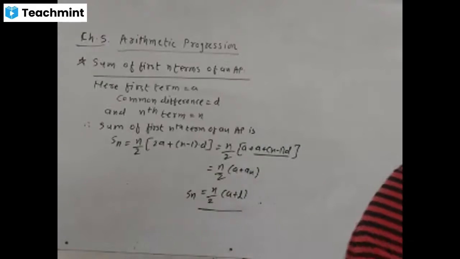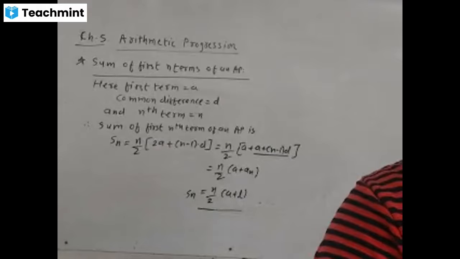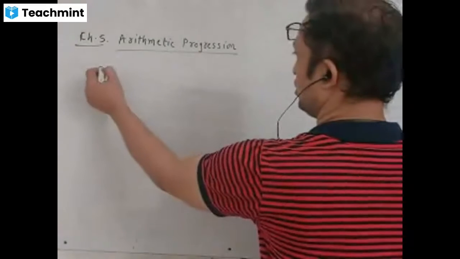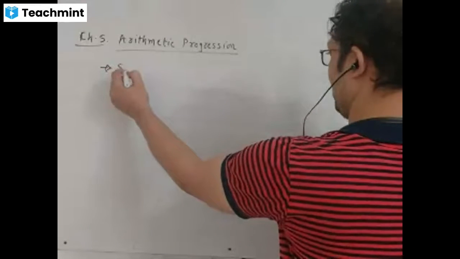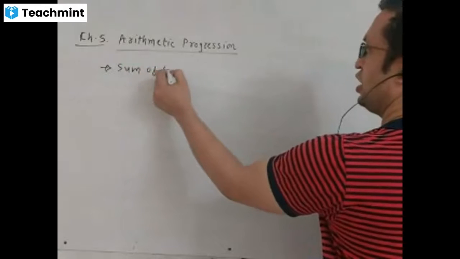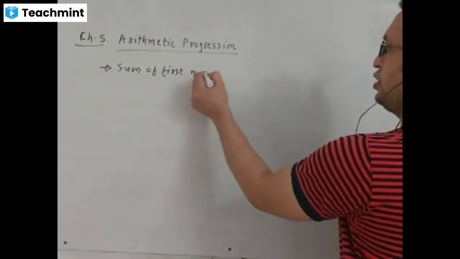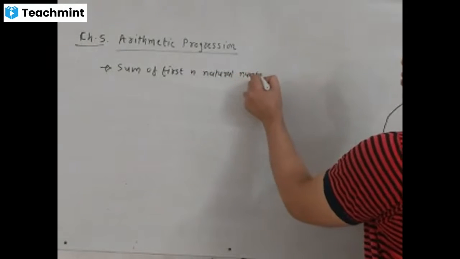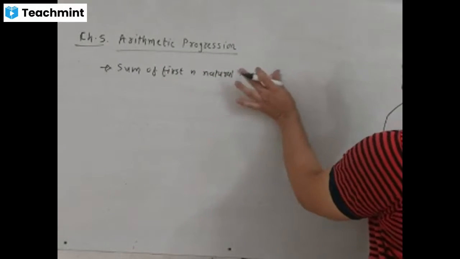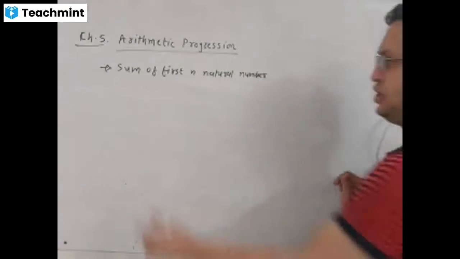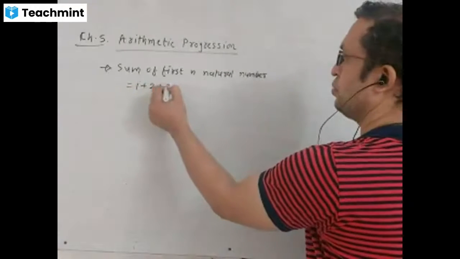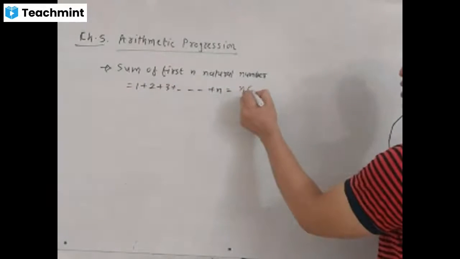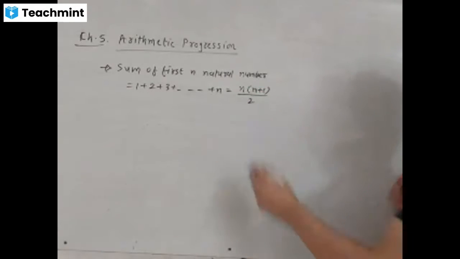Write down. Sum of first n natural numbers: 1 plus 2 plus 3 up to n. That is equal to the formula n into n plus 1 divided by 2.